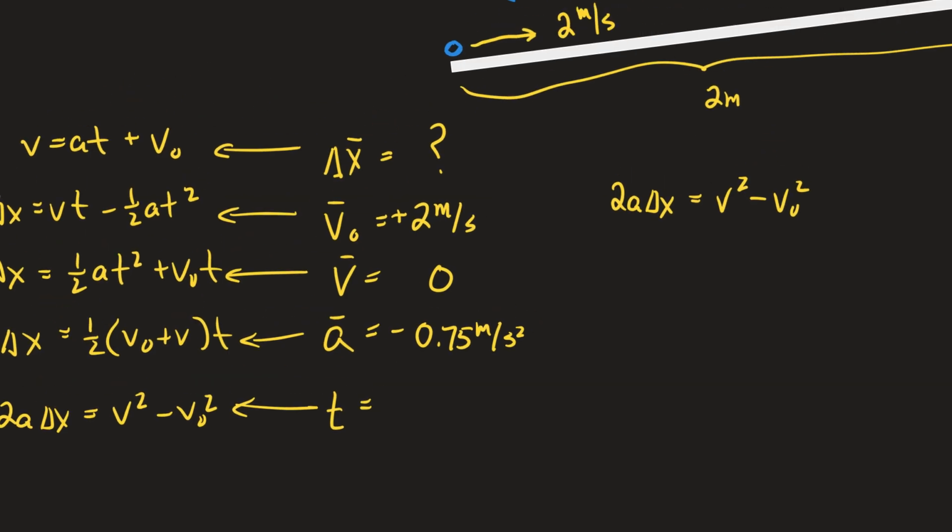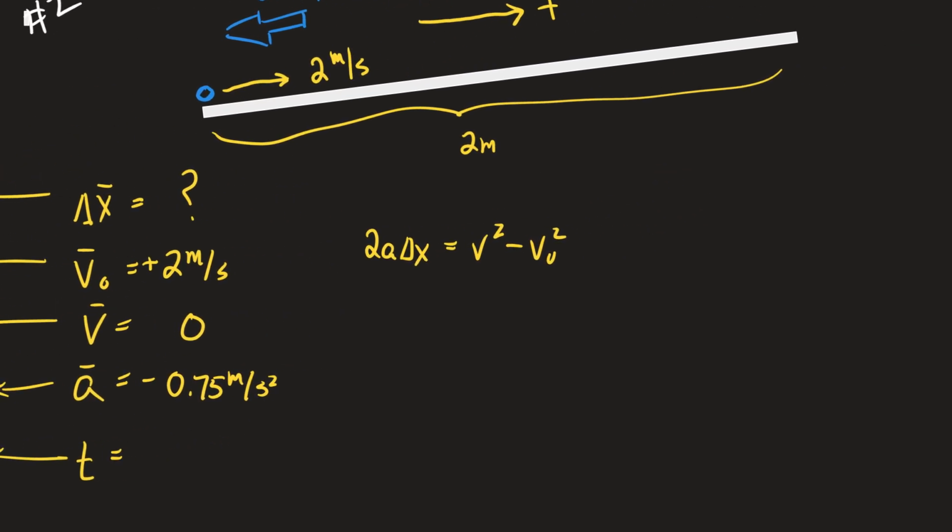Now you're noticing I'm not writing the vector bars in the formulas as I work. They just become distracting. It's okay, as long as we already know that we've taken them into account. I don't have to keep reminding myself that they're vectors. So 2 times negative 0.75 delta x equals 0 minus 2 squared. We good? Any question about that? So negative 4 here, negative 1.5 delta x here.